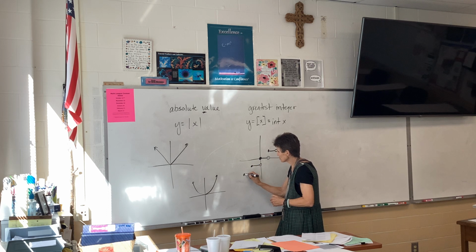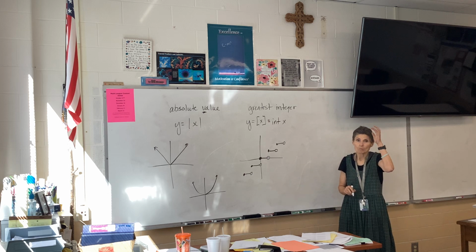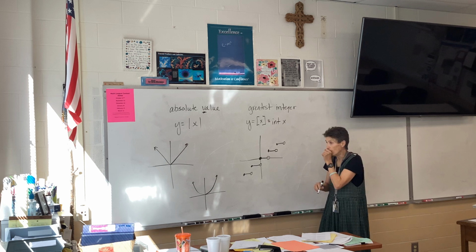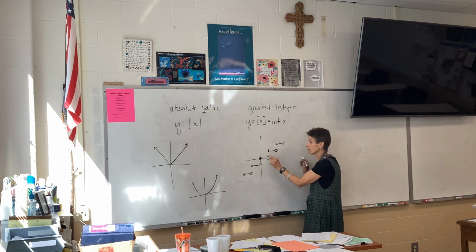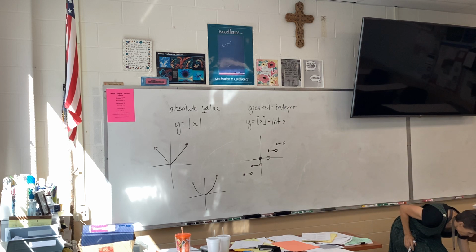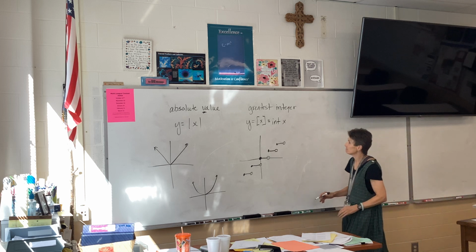So what makes this tricky is sometimes we get confused about where the open dots are and where the closed dots are. That's why I recommend that you always start by putting a closed dot at the origin. Then you'll know it's closed to open, and then closed to open. Okay?